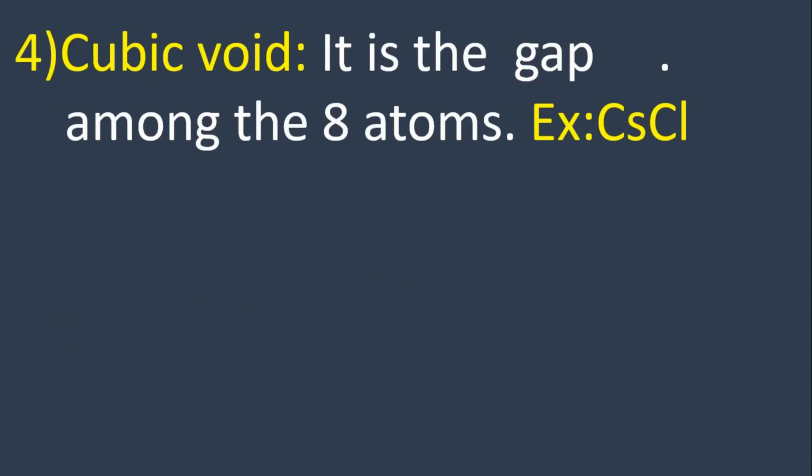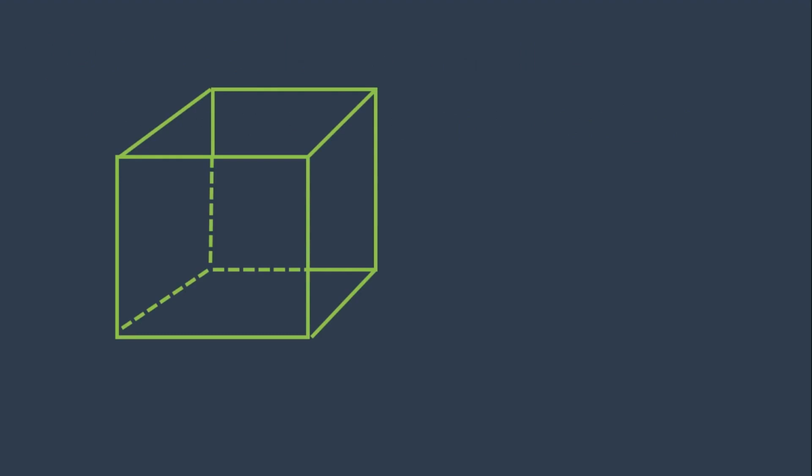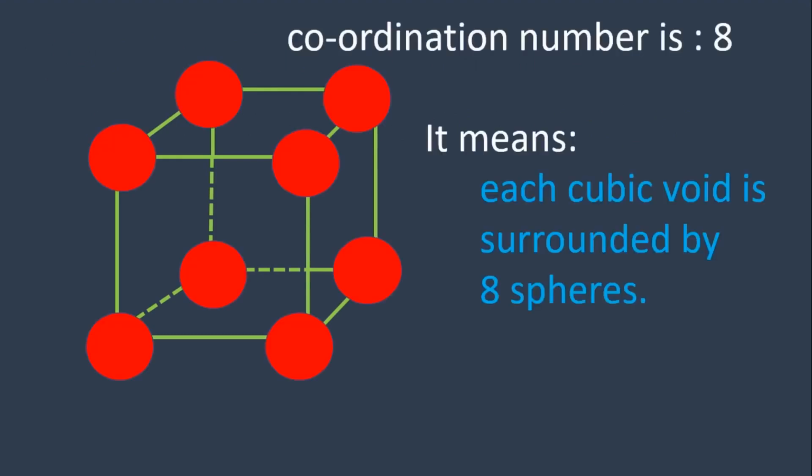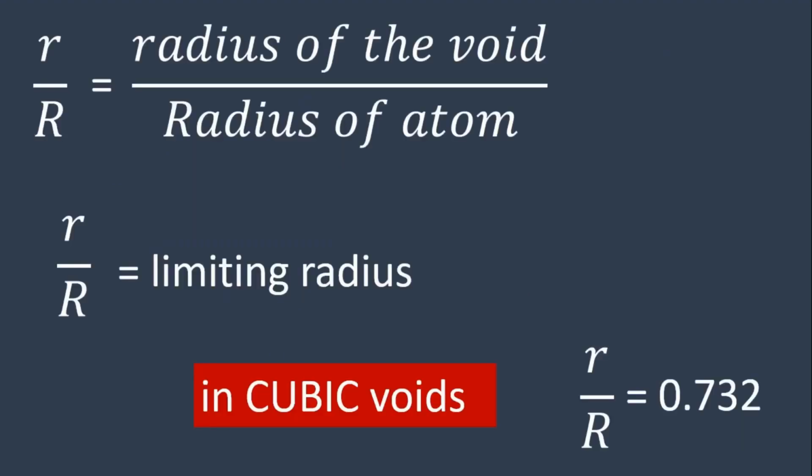Cubic void, the last one. It is a gap among 8 atoms. Cesium chloride is the best example. See the cube? Each corner has one atom. Coordination number 8. Among the 8 atoms, what is the gap? That is called cubic void. Each cubic void is surrounded by 8 spheres. Let us take the 8 spheres. Now, among the 8 spheres, a small gap is there. The white color indicates cubic void.